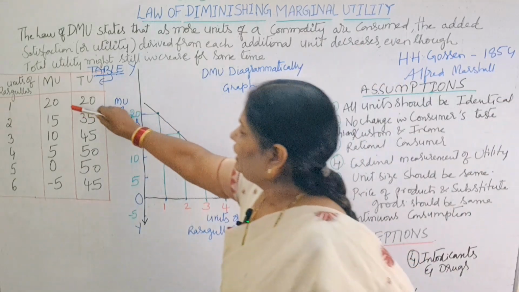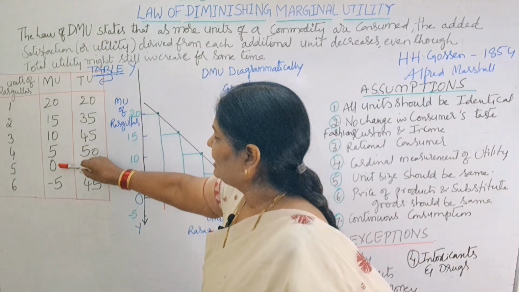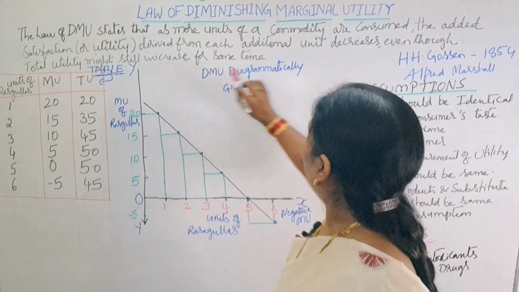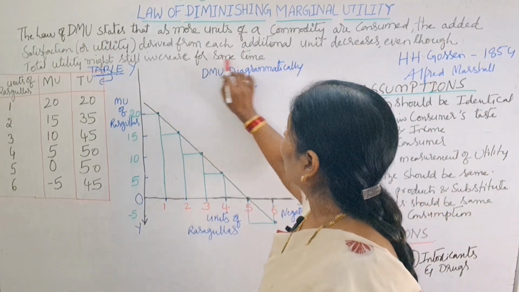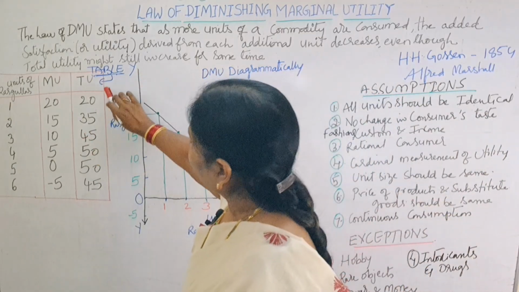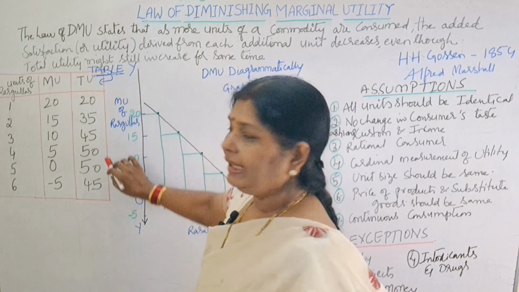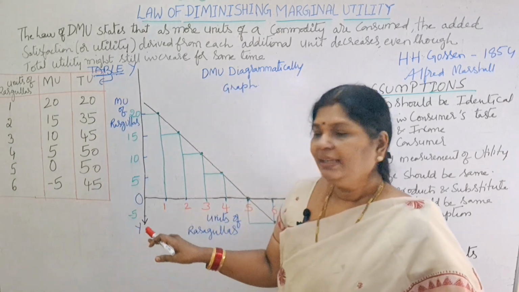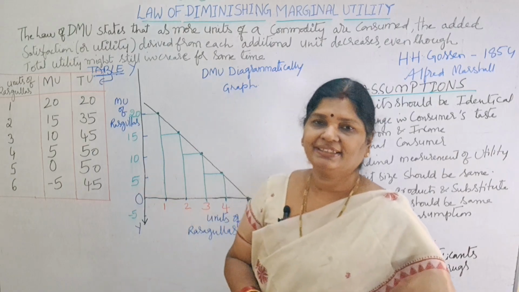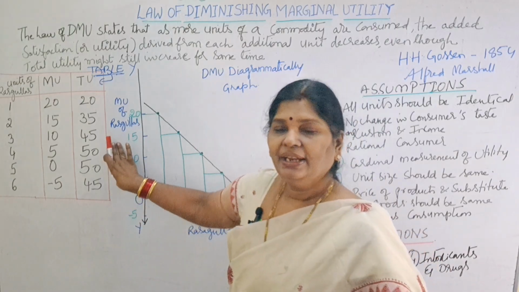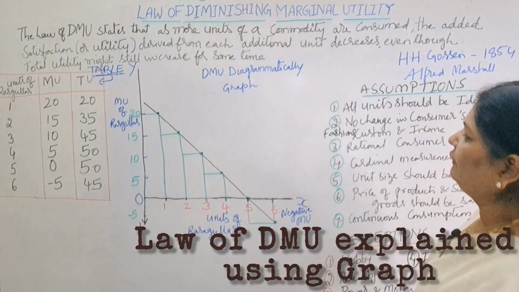See here, 20, 15, 10, 5, 0, -5, right? Even though total utility might still increase for some time. Here it increased for some time, but later what happened? It became constant and later total utility also decreased. This is about the table. Now we'll see it in graph form.